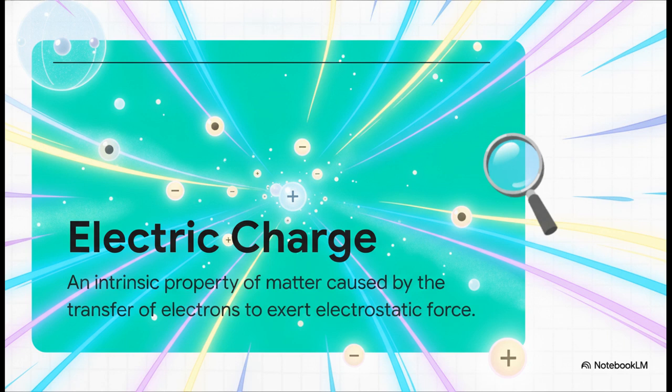See, atoms are naturally neutral, right? They've got an equal number of positive protons and negative electrons. But when external forces, like, say, friction, are applied, electrons can actually get stripped from one material and transferred over to another. That imbalance right there is exactly what gives a body the ability to exert an electrostatic force.